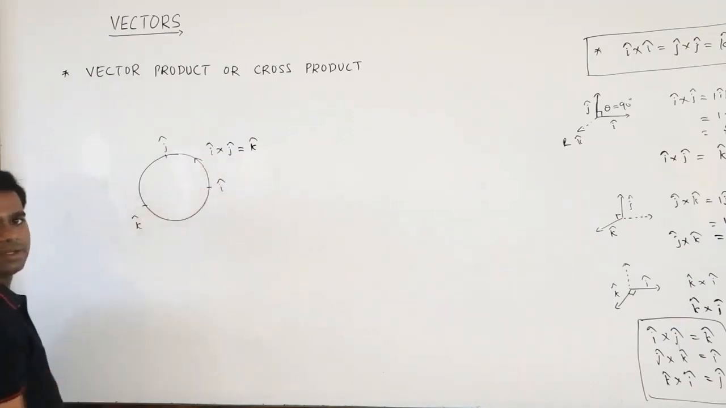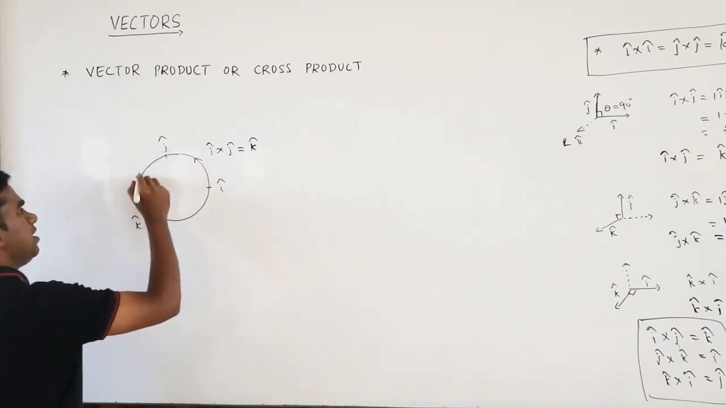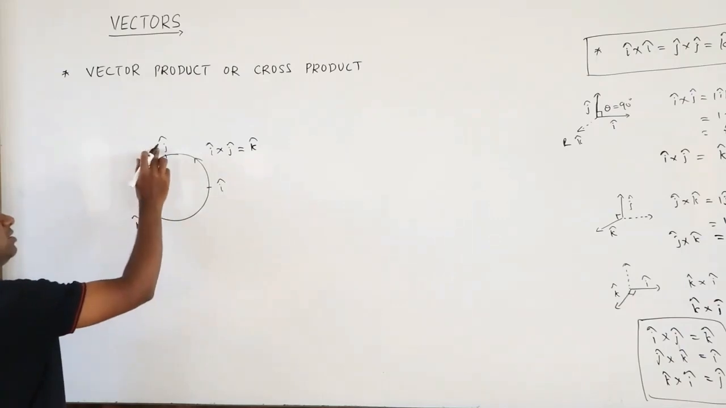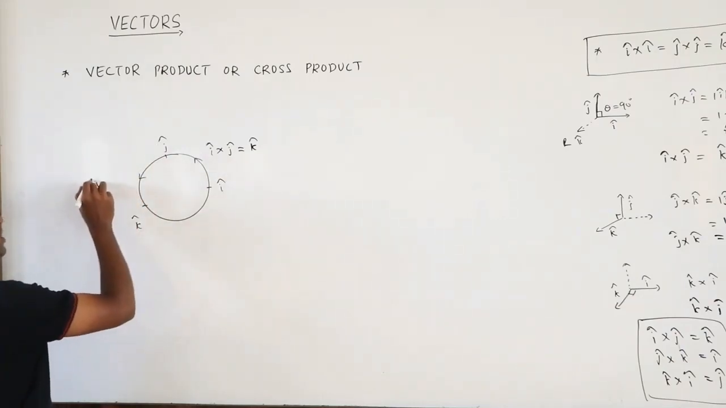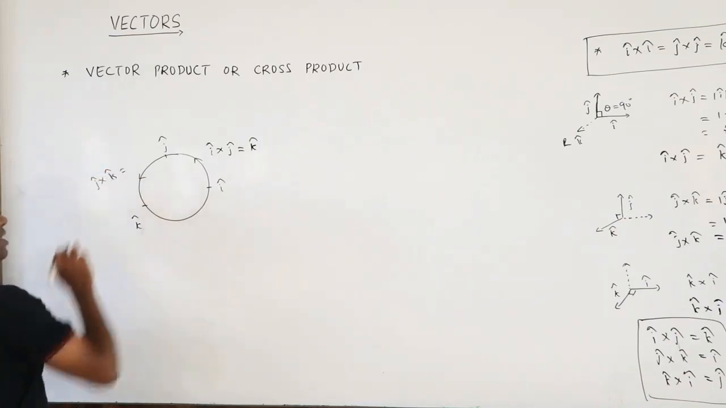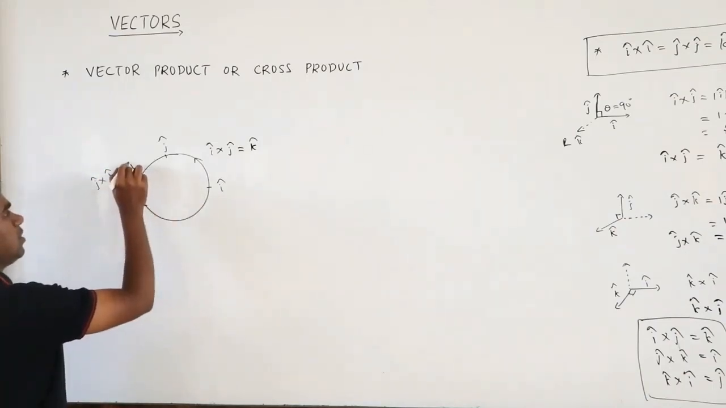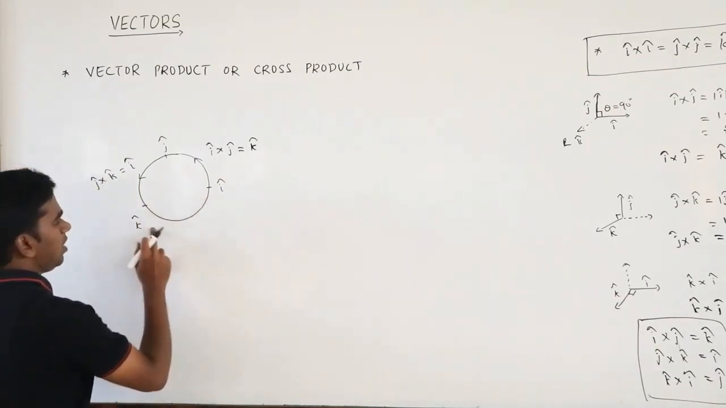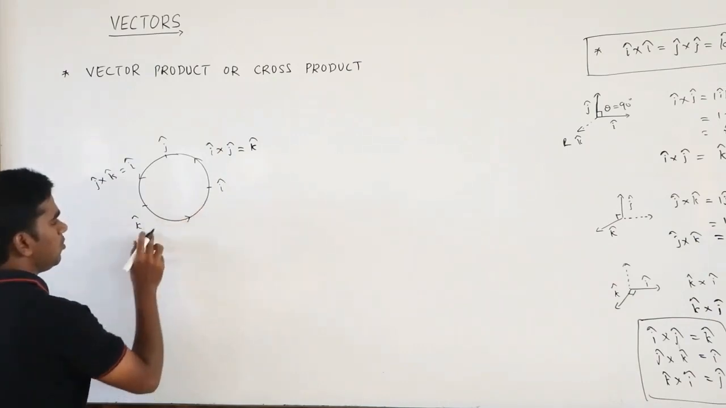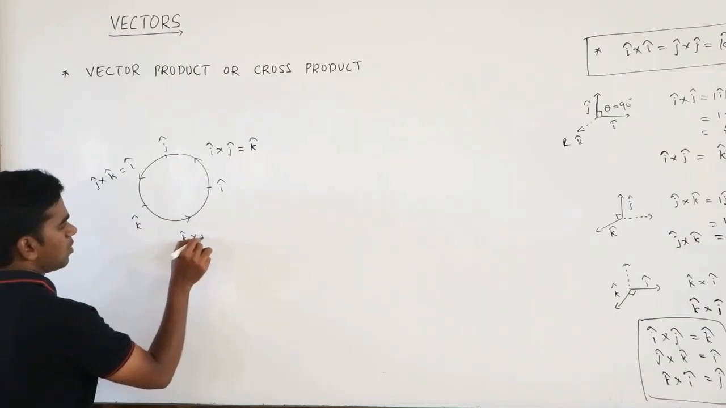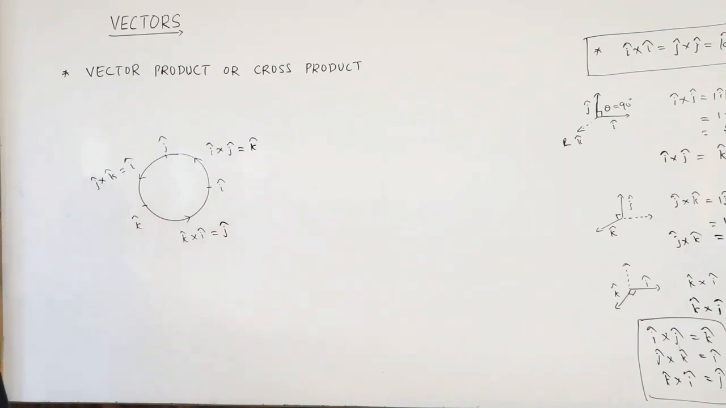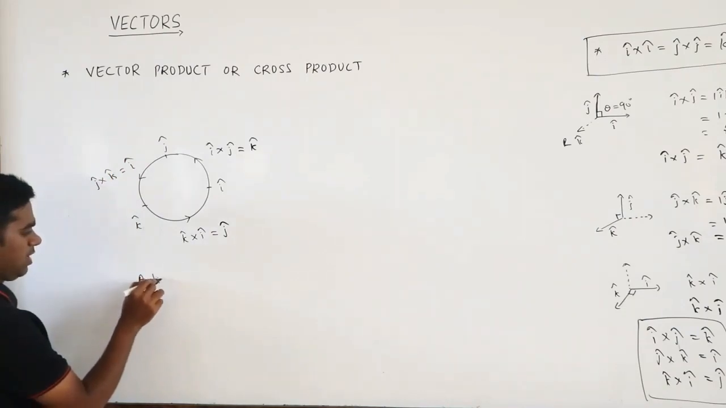So i cross j will give you k, the opposite one. Similarly, from here to here, again in the anti-clockwise direction only. Clockwise will be here, so anti-clockwise direction. You are coming from j to k. So j cap cross k cap equals what? The opposite is i cap. Similarly, if you are moving from k to i, again in the anti-clockwise direction, k cap cross i cap will give you j cap. Okay, so this is how you can remember when it is in the anti-clockwise direction.